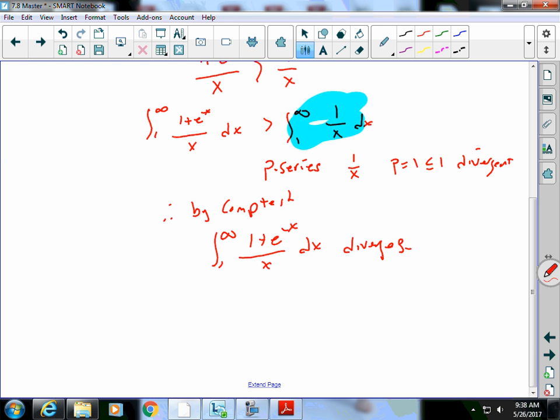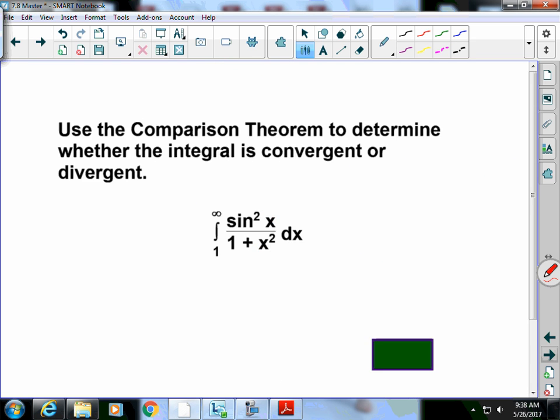I don't know what it goes to. I don't know how it diverges. I don't care that it diverges. I just know it diverges because of that p series, and I'm larger than the divergent series.